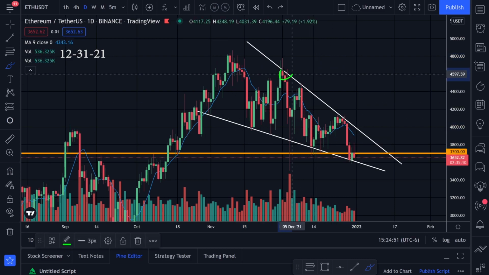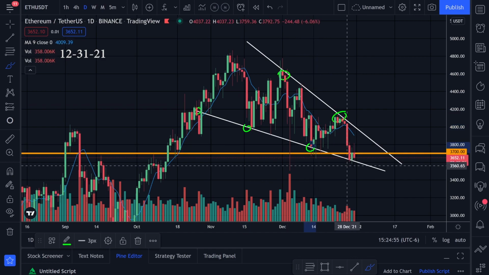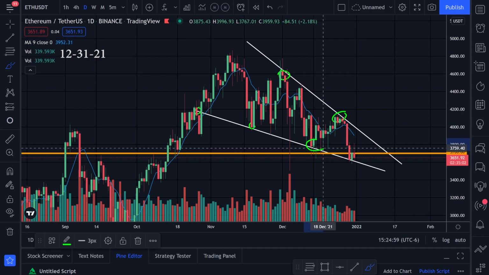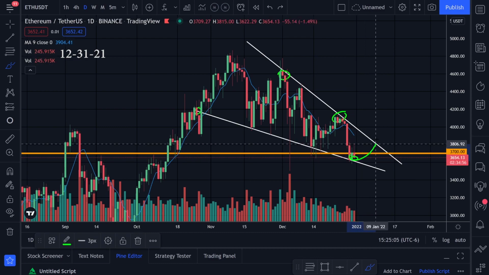We have resistance right here, support, and it looks like we're finding another support right here. I was basically using these two spots right here for a trend line, and it looks like we found a little bit of support.